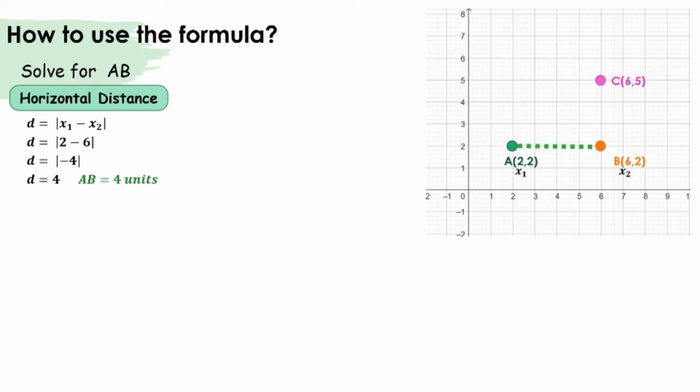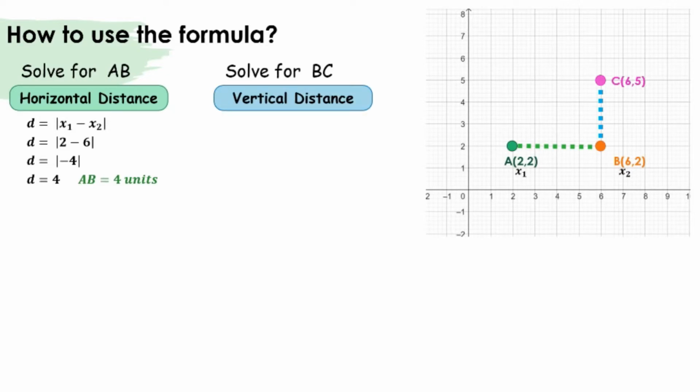Now let's have another point. Let's have point C with coordinates 6, 5. So suppose you want to solve for the distance between BC, then you will have the segment joining B and C, which is actually a vertical distance. So since it is vertical distance, our formula will be D is equal to absolute value of y sub 1 minus y sub 2. So we're going to assign our y sub 1 and y sub 2 on points B and C. So we will have y sub 1 is the y coordinate of point B, and y sub 2 is the y coordinate of point C.